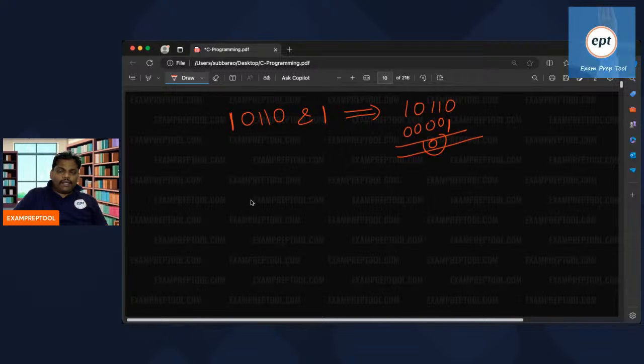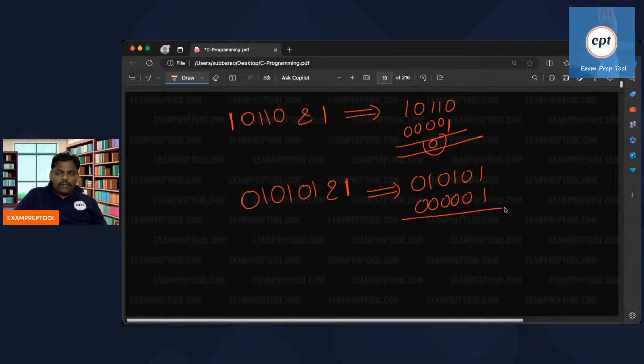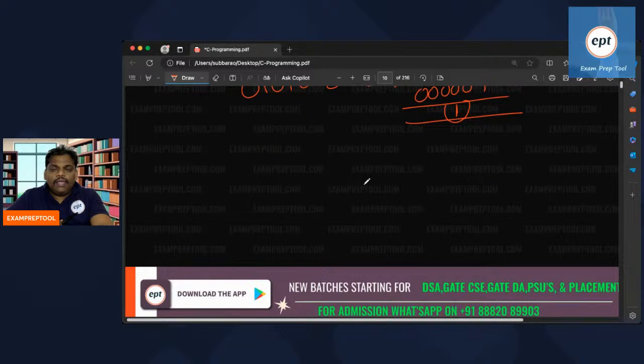Next one. See this one. 0 1 0 1 0 1 AND operator 1. It became 0 1 0 1 0 1. 1 can be written as zeros and 1. It became 1. Are you comfortable? Many basics you can learn from here.